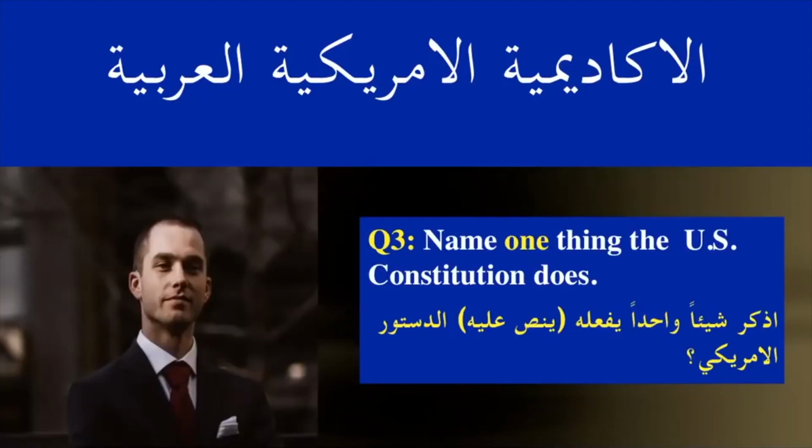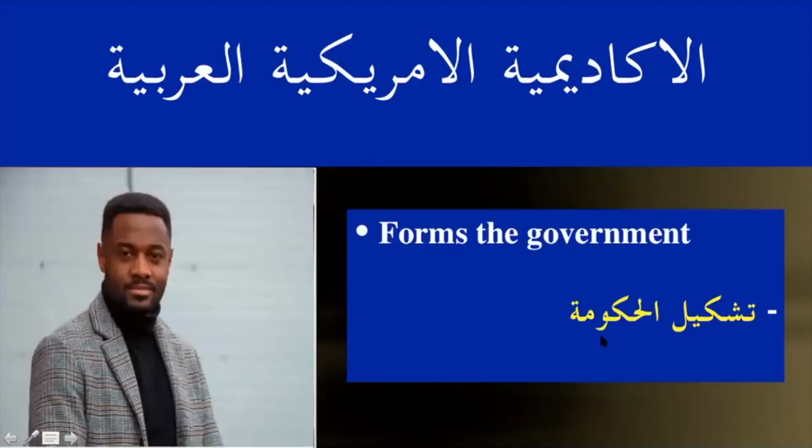السؤال الثالث. Name one thing the US Constitution does. اذكر شيء واحد يفعله أو ينص عليه الدستور الأمريكي. Forms the government. تشكيل الحكومة.